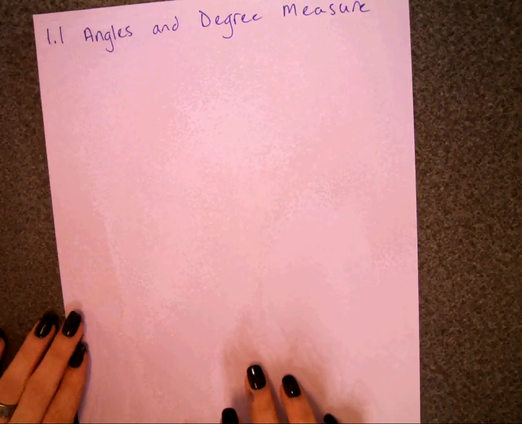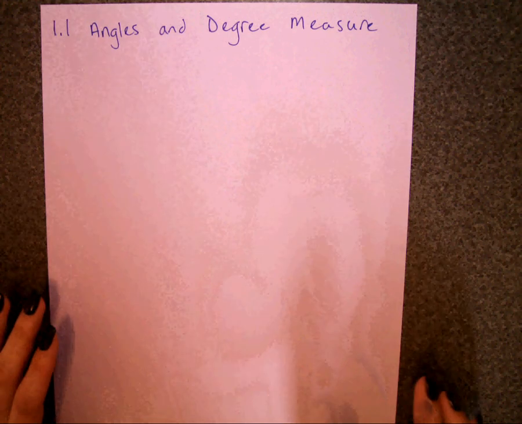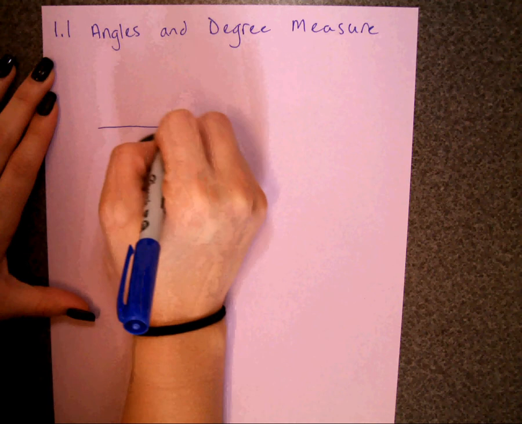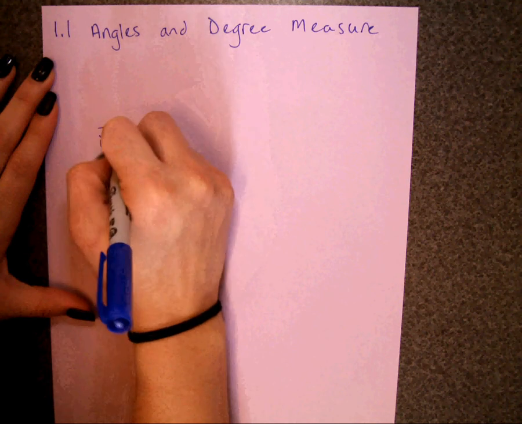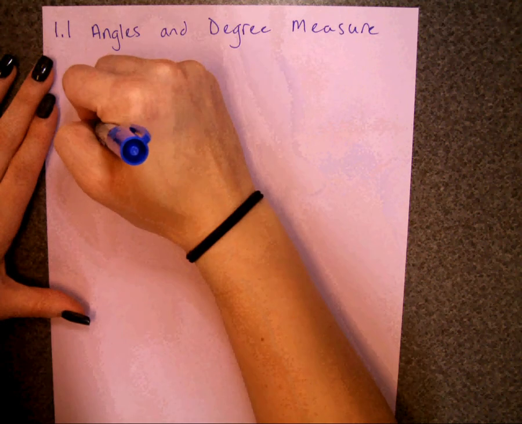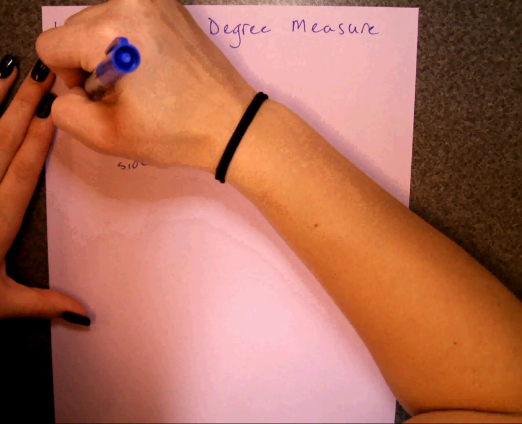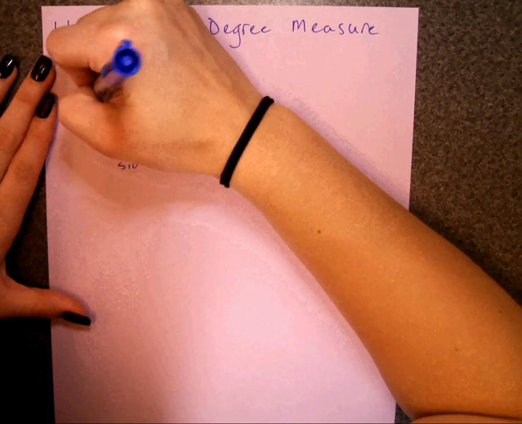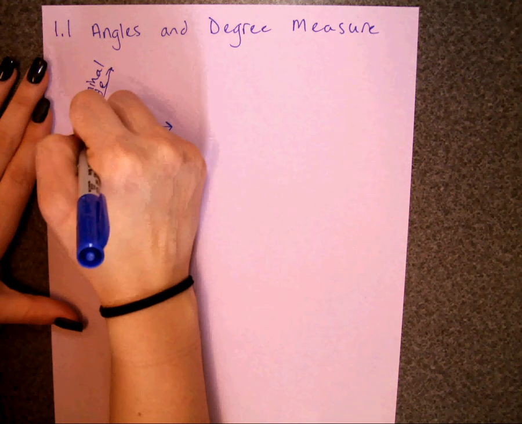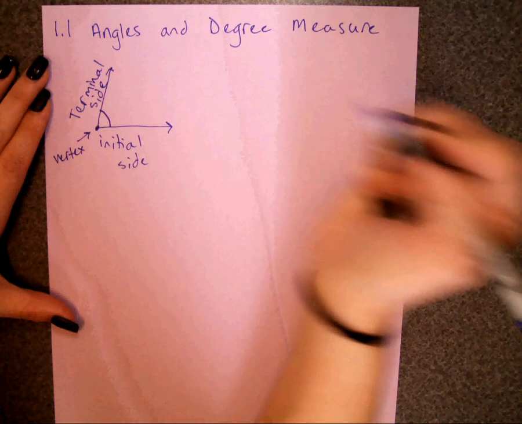Alright, so starting in section 1.1, looking at angles and degree measure. So starting with angles, what is an angle? How is it made? Every angle will have an initial side, so where it starts from. And coming off the initial side, we have a second side, and we'll call this the terminal side. Where the two sides meet is our vertex, and the angle is formed in between our two sides.